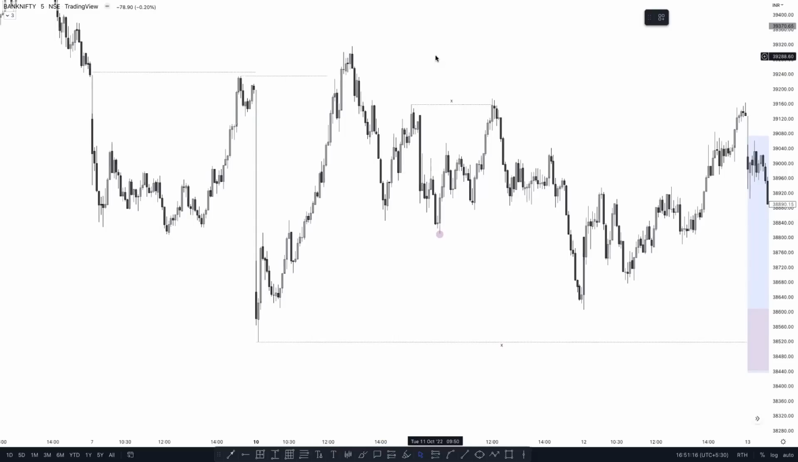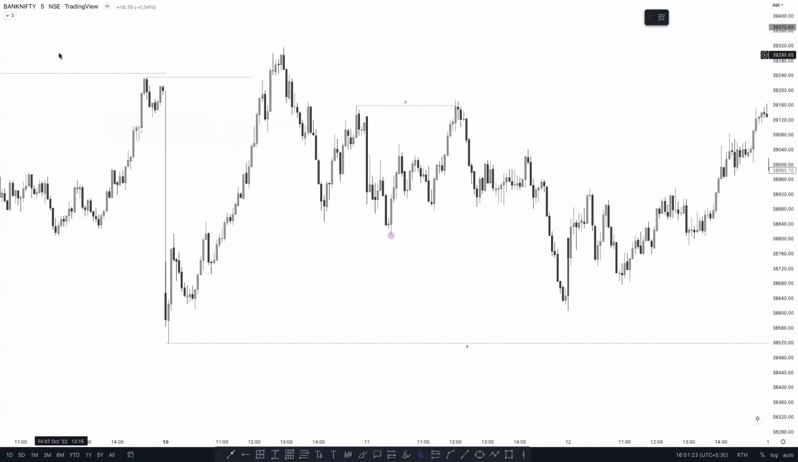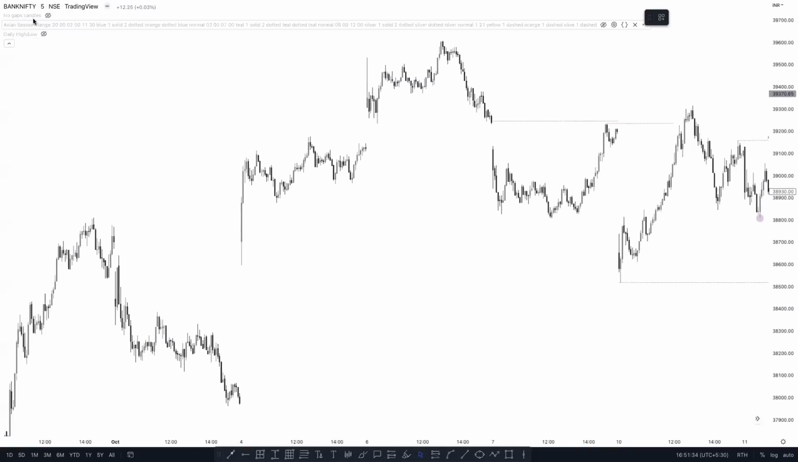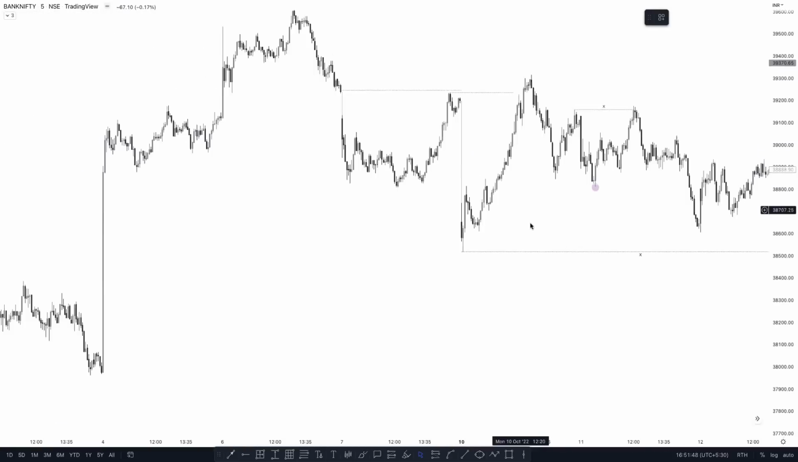If you want a simple clean structure, you can simply follow this indicator, which is here, No Gaps Candles. This indicator will help you a lot. If I remove this, then we can see the chart looks like this. If I apply this indicator here, then it fills the gap between the candlesticks. This is a free indicator available on TradingView: No Gaps Candlestick, No Gaps Candles.